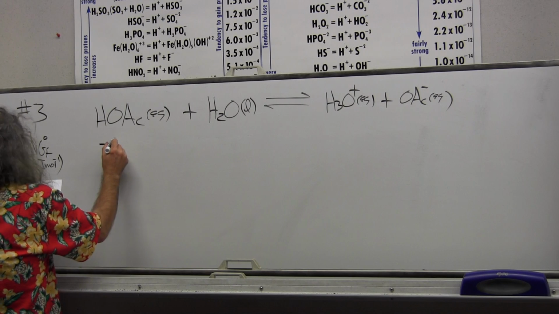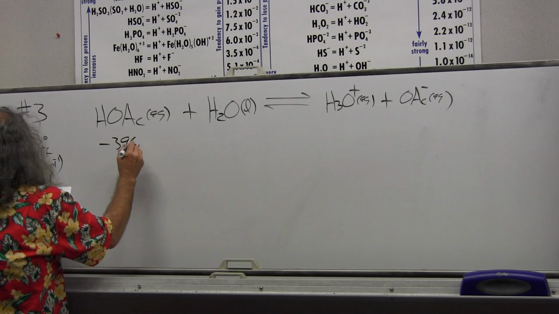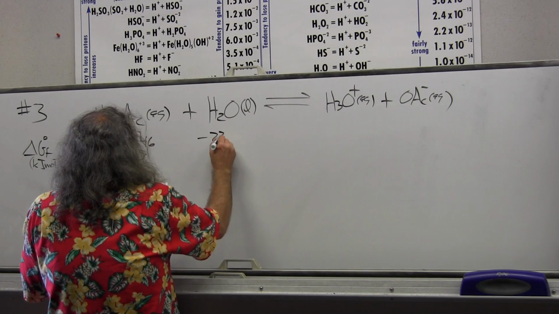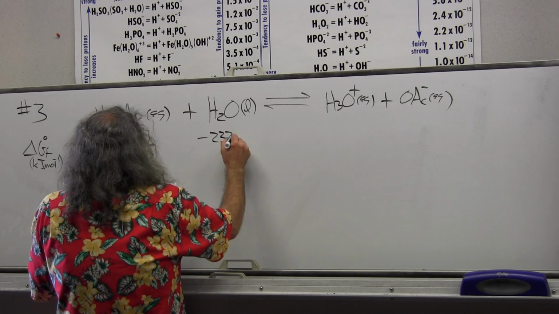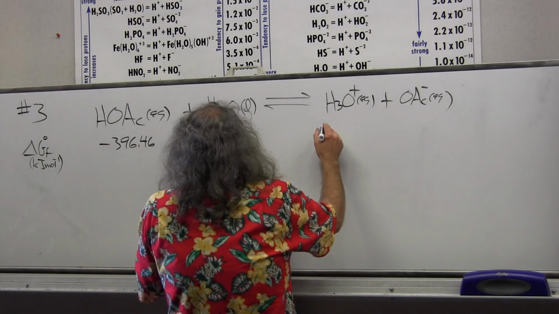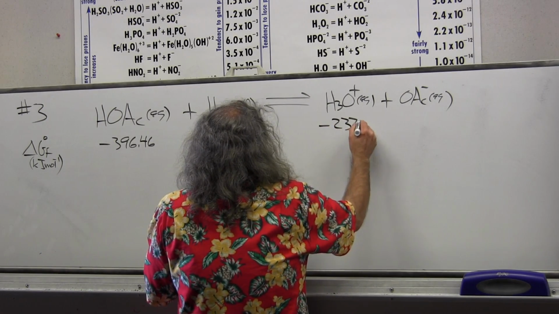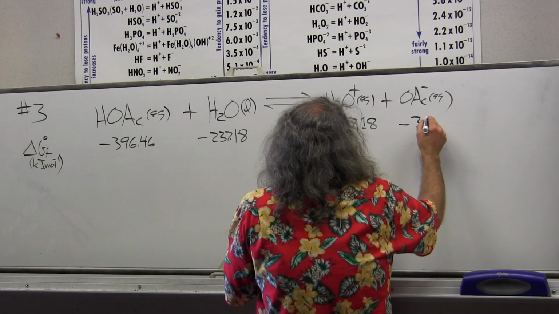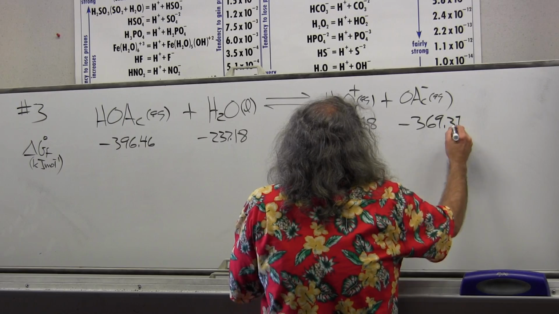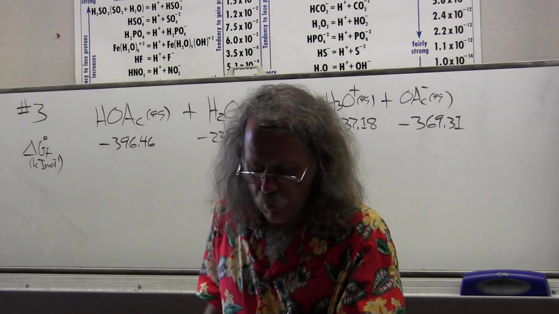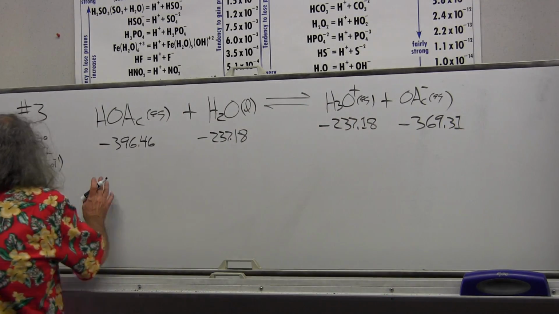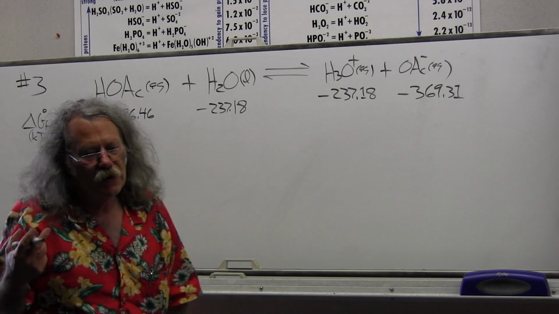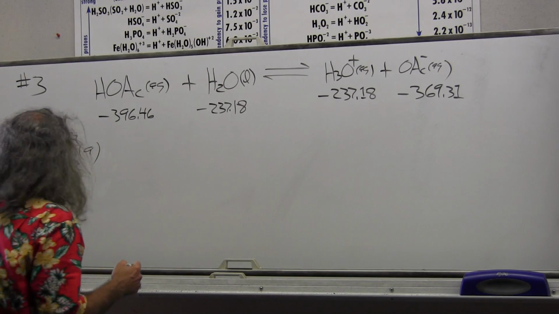Is minus 396.46, minus 237.18, minus 237.18, and that's not a typo, and minus 369.31. Okay. And A, I ask you to find delta G naught for the equilibrium process.